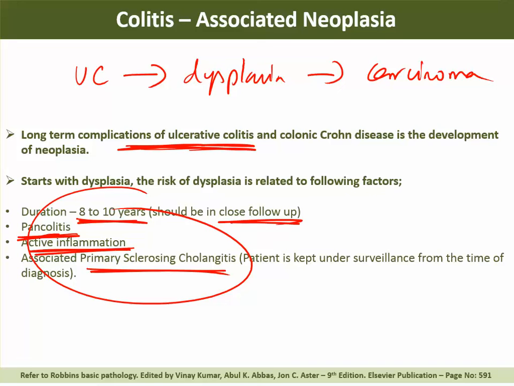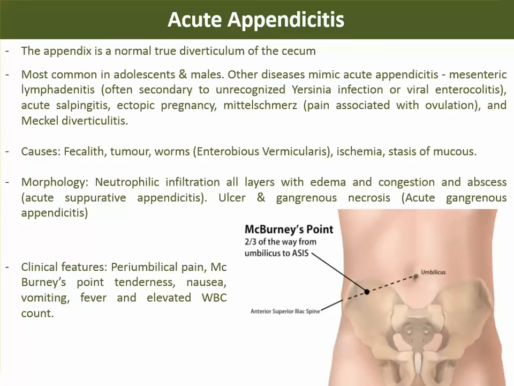Because they can develop adenocarcinoma from ulcerative colitis at any time. So you have to keep them under close follow-up. And now coming to acute appendicitis.